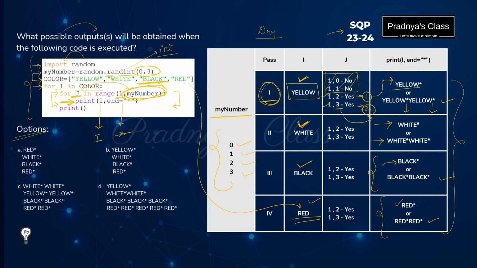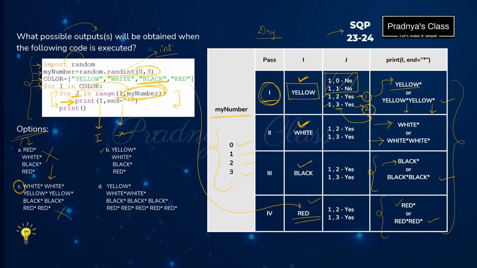Now look at the options. In option A, red is getting printed first, so this is not possible. In the first pass, yellow will get printed. Now I am going directly to option C. Here white is getting printed twice. That is also not possible.